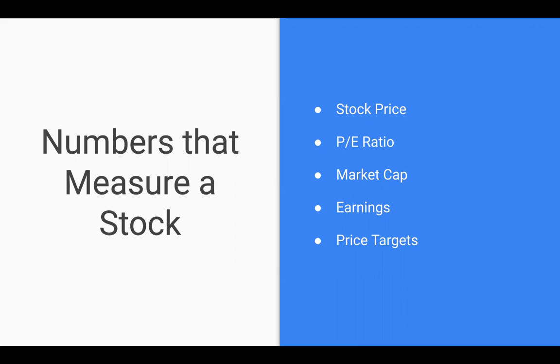Now, sometimes PE ratios can be super high, meaning that company is probably overvalued, or sometimes the PE ratio is super low, meaning that company would be undervalued. Now, after that, the market cap or market capitalization is the total market value that company is worth. And it's measured by multiplying the number of shares that company has by the current price of each share.